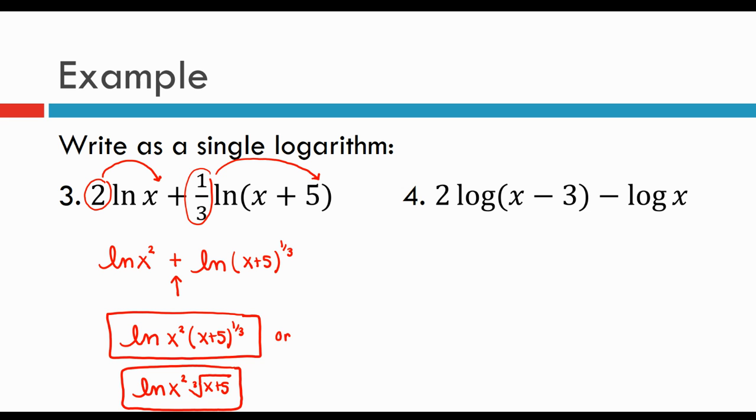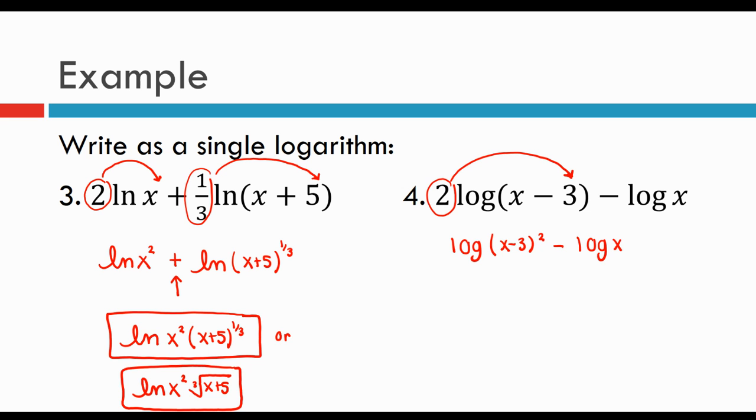All right, if we take a look at the next problem, we have 2 times the log of x minus 3 minus log of x. I noticed that in the first term, I see a number that's out in front. So the first thing I'm going to do is move that number back to being an exponent. So we'll have log of the quantity x minus 3 now squared minus log of x.